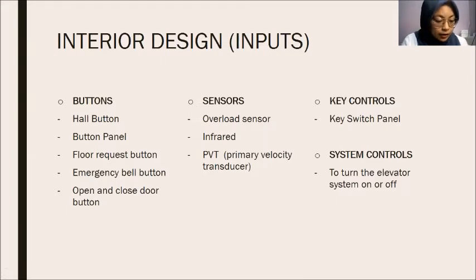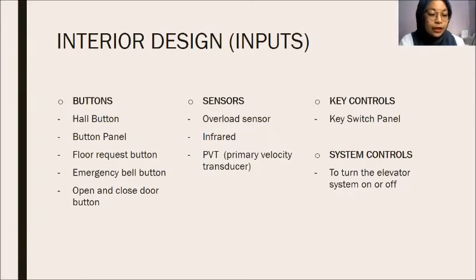Its function is to sound a bell to alert people outside of the elevator shaft if someone is trapped. Open and close buttons: the function of these buttons is to open and close the elevator door, to keep it open or closed. Second, sensors. There is an overload sensor. If the car is overloaded in terms of weight, it will give a warning that the car is over capacity.